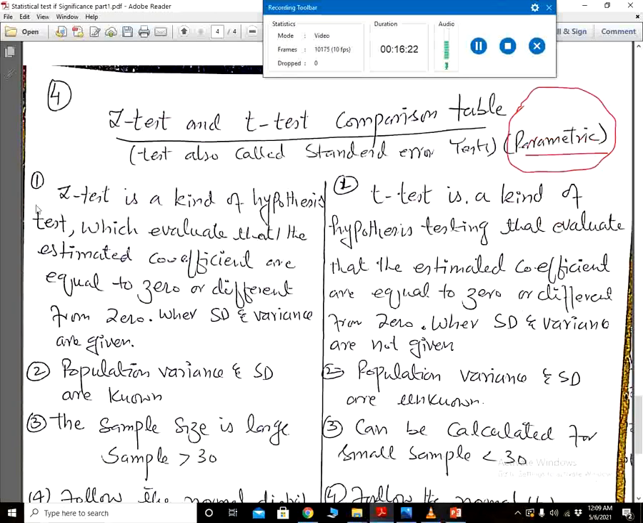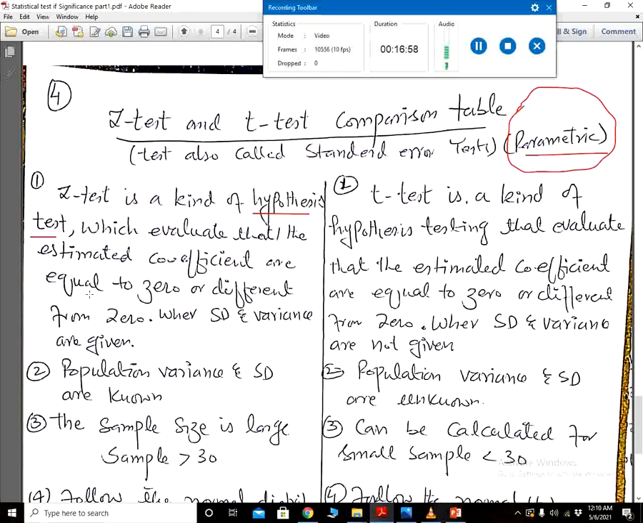So we discussed the Z test before. The Z test is a kind of hypothesis testing. What does it do? It evaluates the estimated coefficients. It evaluates whether the estimated coefficient is equal to 0 or different from 0. Now what does it mean that the estimated coefficient is equal to 0 or different from 0? It means the Z test is a hypothesis testing procedure which evaluates whether the estimated coefficient is equal to 0 or not.